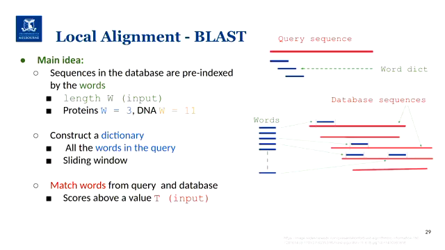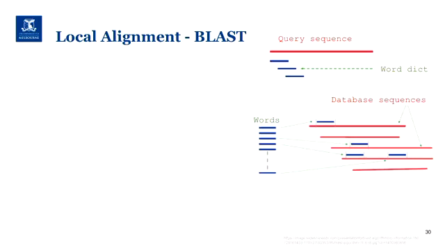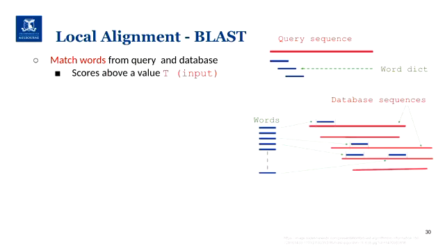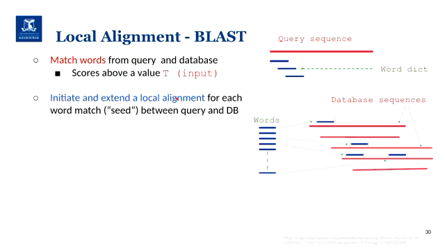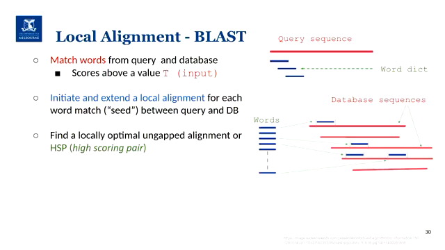This has to do with the score matrix as well. So the score matrix will affect this. So let's say we only need really, really high scores for that. And then what we're going to do is try to match the words from the query and the database, considering that value. And we'll initiate and extend the local alignment from these small seeds. And we'll then try to find a local optimal ungapped alignment, which they also call an HSP, high scoring pair.